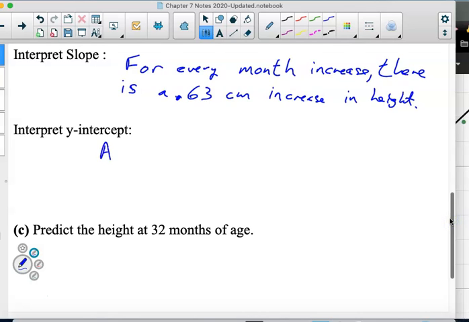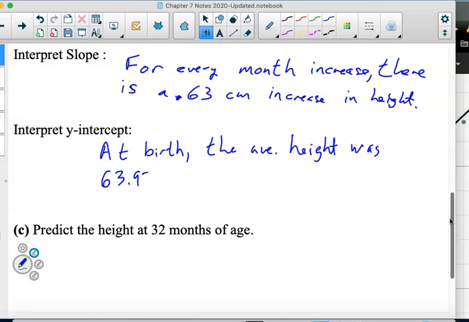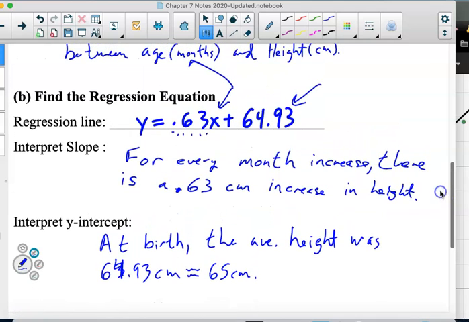And so at birth, that means when our age is 0, the average height was 64.93 centimeters, and you could round that if you wanted to 65 centimeters basically. Okay? So that's what that means. And that's a big thing, we have to be able to interpret what these things mean in terms of our problem.